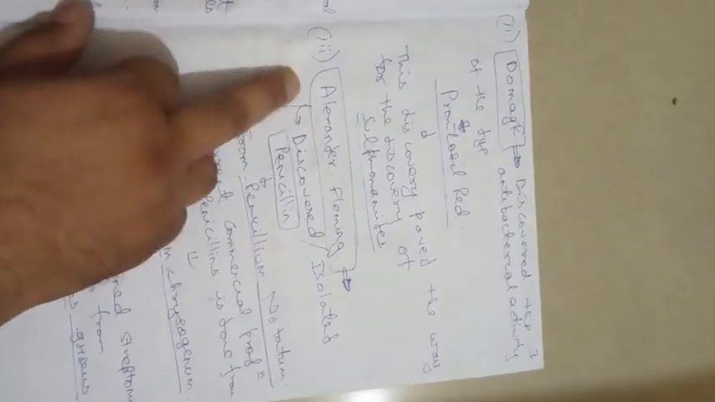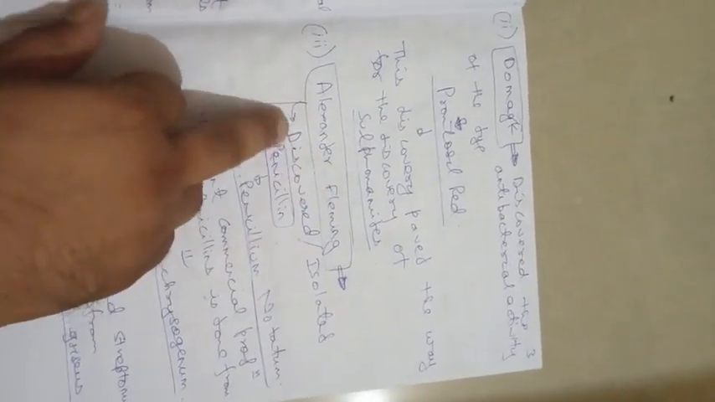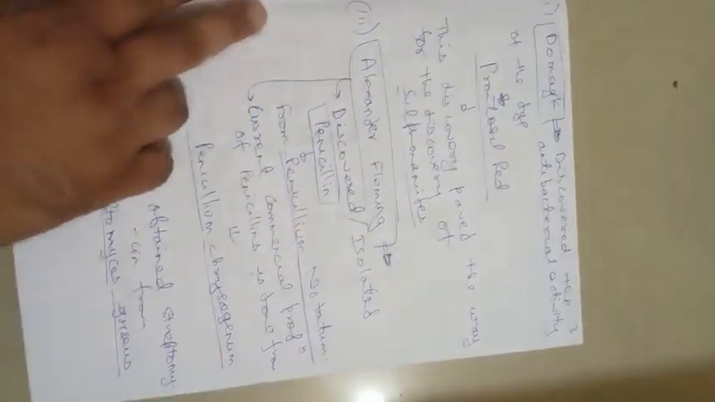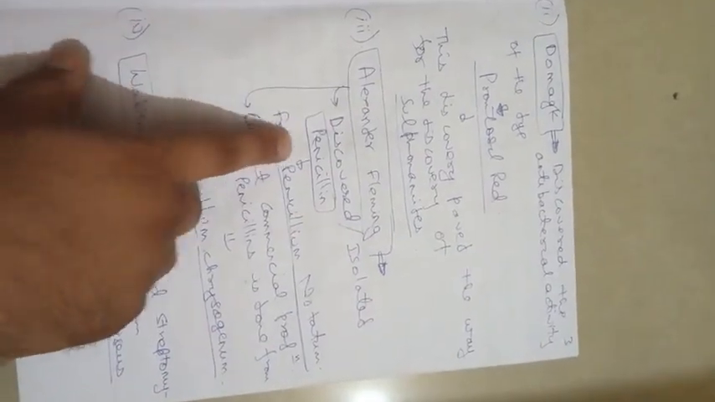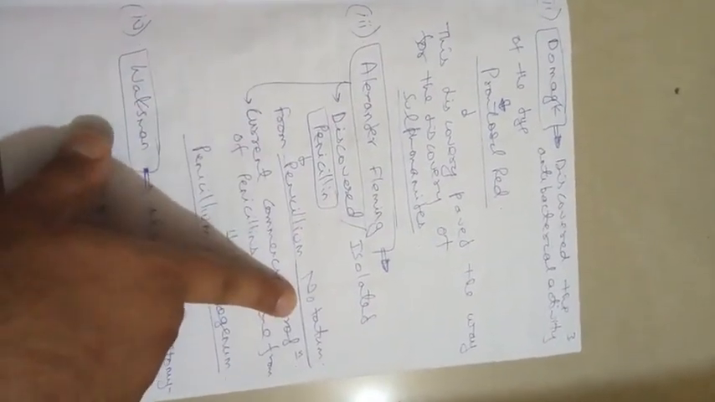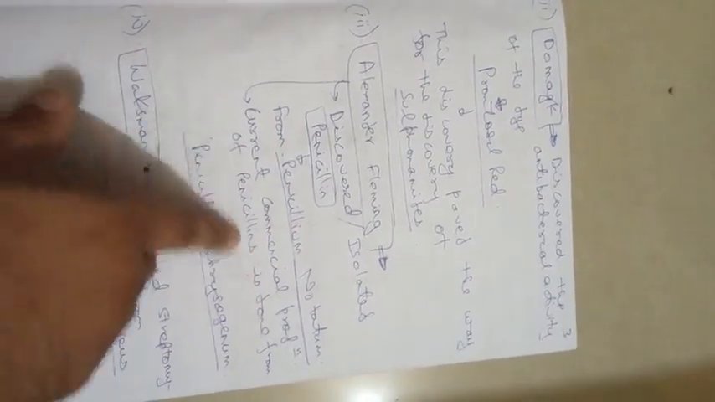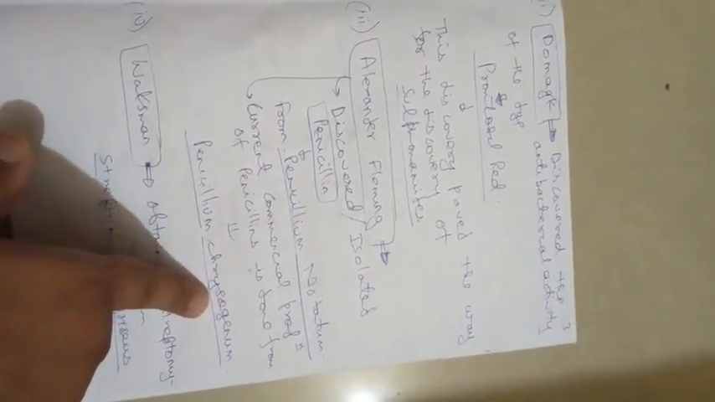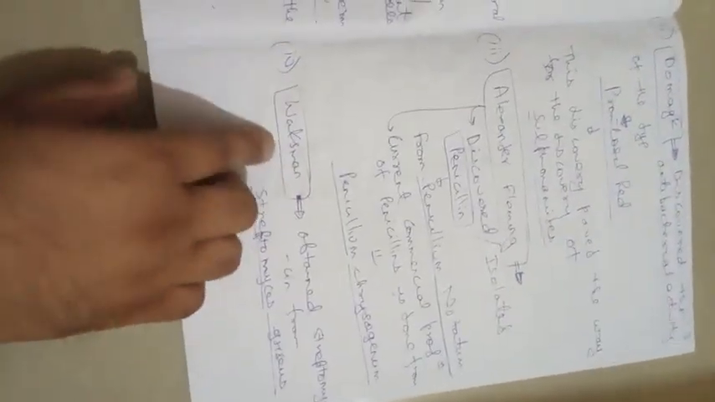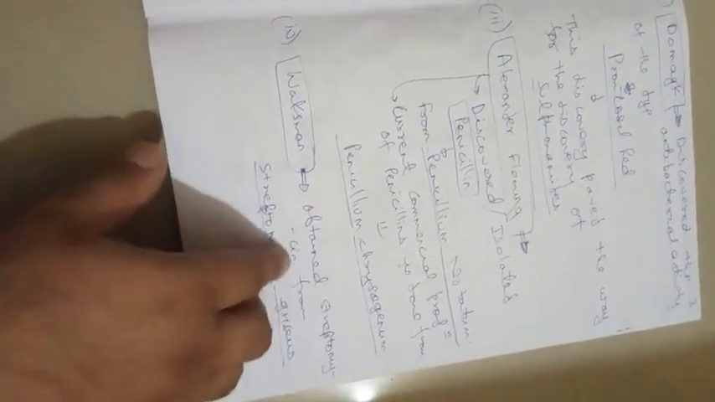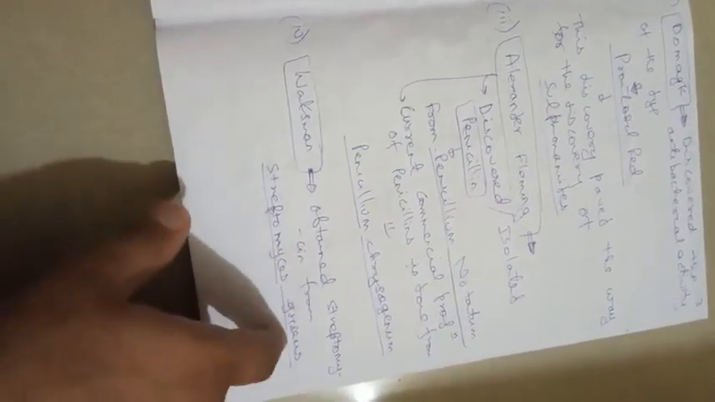Next we have Alexander Fleming. He discovered, or you can say he isolated, penicillin from the fungus Penicillium notatum. But the current commercial production of penicillin is done from Penicillium chrysogenum. This is a basic point. Next we have Waksman. He obtained streptomycin from Streptomyces griseus. So these were some historical points.